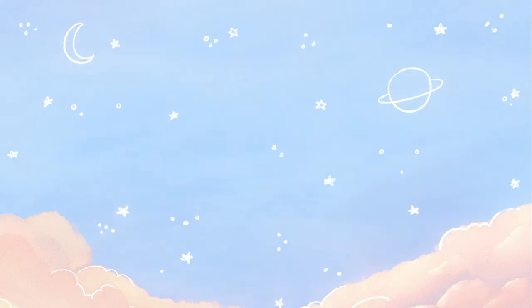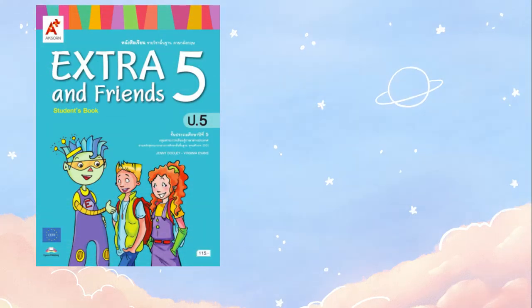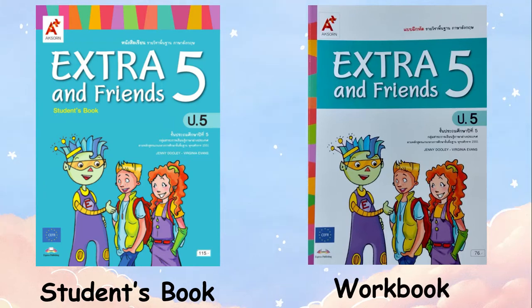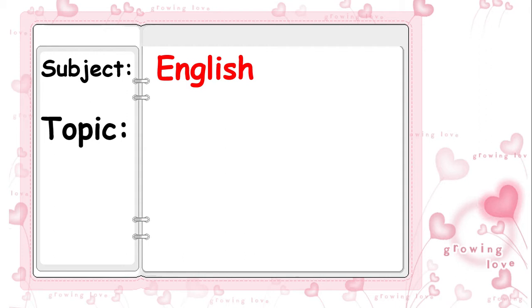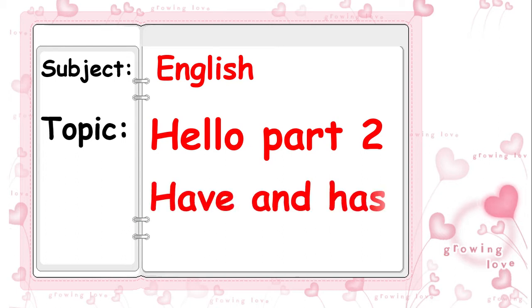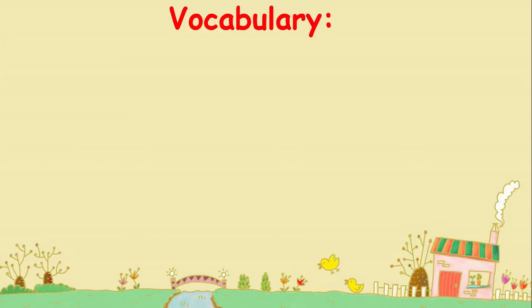Okay, so today we are going to use your Extra and Friends 5 student's book and your Extra and Friends workbook. Okay, so let's start. Our subject for today is English. Our topic will be Hello Part 2. So we've finished already Part 1. Now let's move on to Part 2. Our main topic for today is have and has. So I hope you listen and answer your workbook correctly, okay? So let's start by reading first your vocabulary for today.